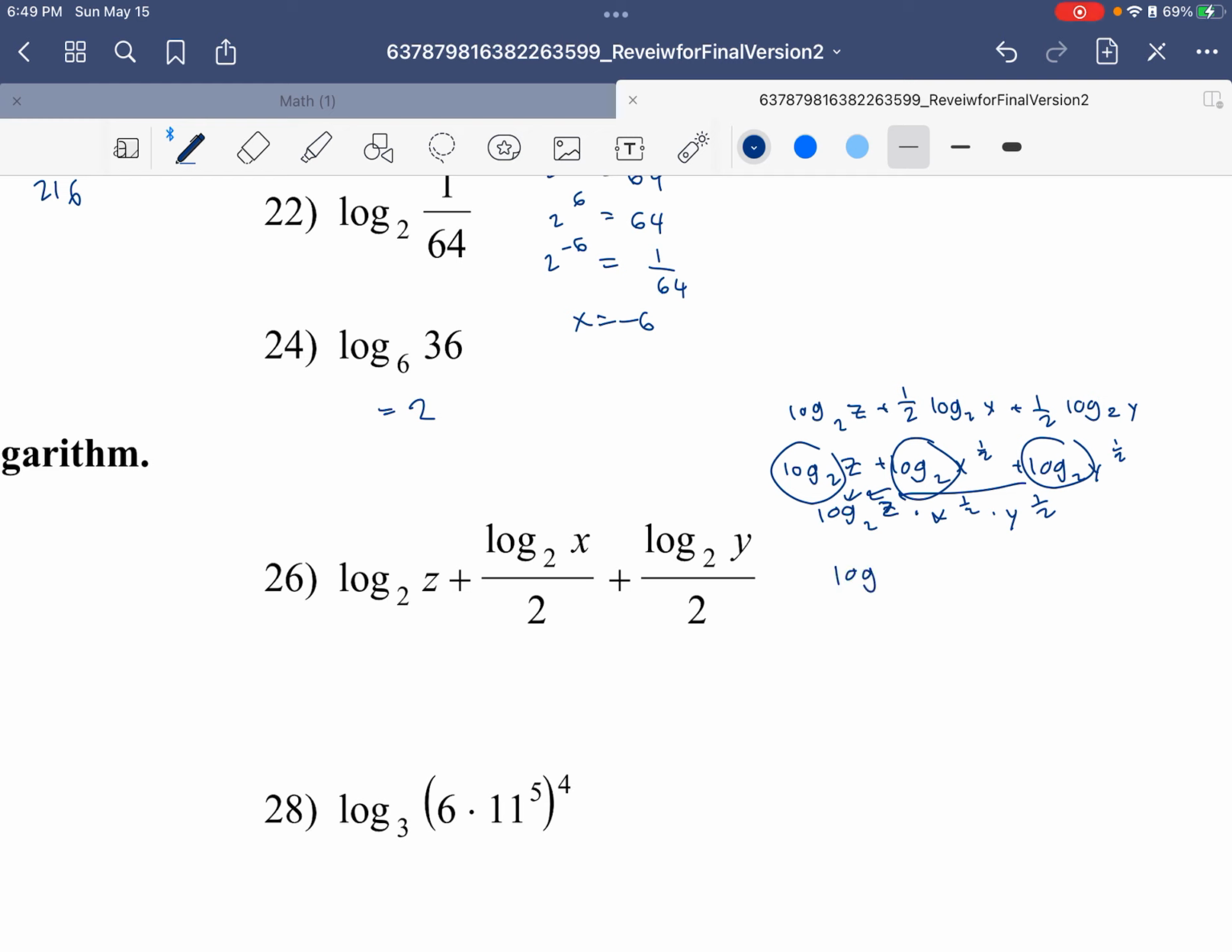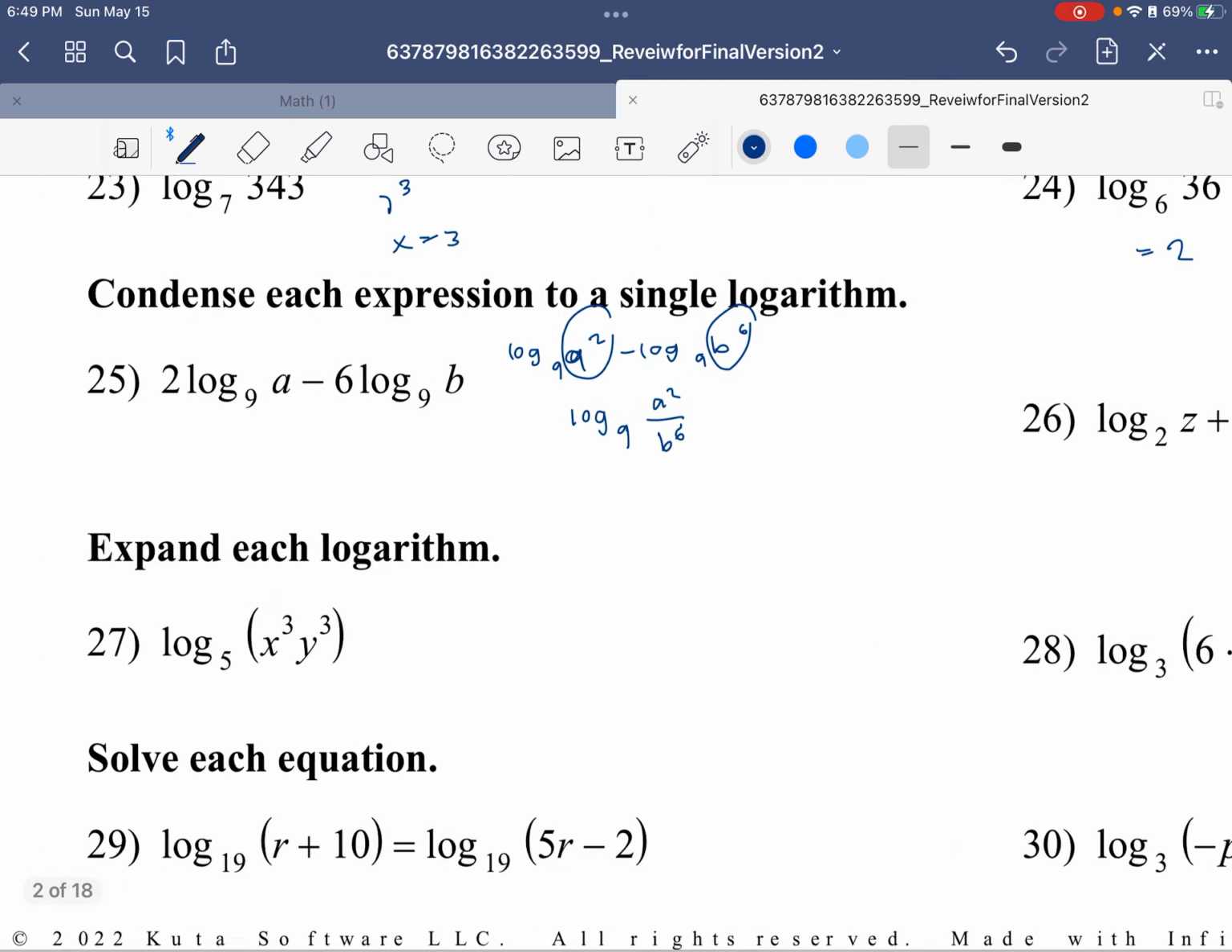And so we have log base 2 z, and I'm going to write it as a square root because whatever to the power 1/2 is the same as the square root of that number. And then combine these two. So it's going to be log base 2 z times x square root of xy. So that's how you do that.